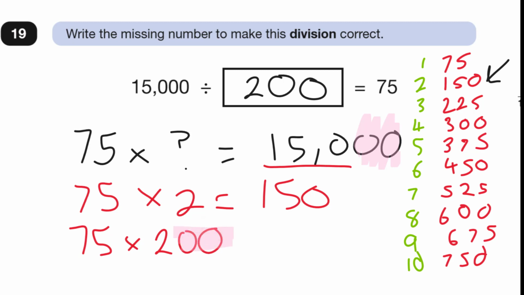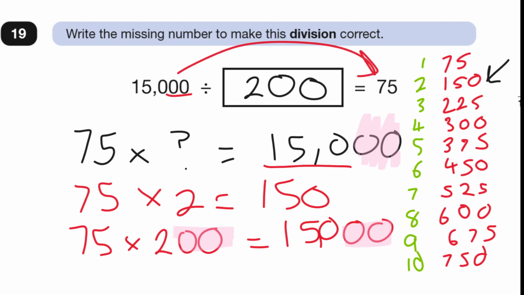You see that there, the link? And that will make the 15,000 100 times bigger. Okay, so it's sometimes just looking for patterns, looking for known facts, and that is one of the objectives in Year 6, using known facts. So always look for a known fact. If you can see any links, if you were to make this number smaller, can you link it to this number, or using the inverse, or using your understanding of how divisions work.